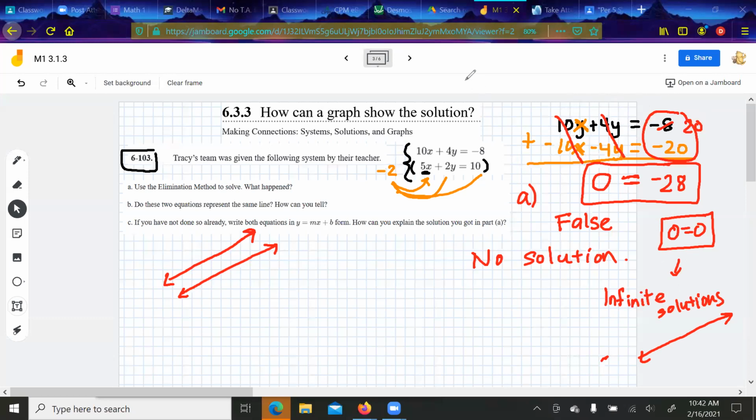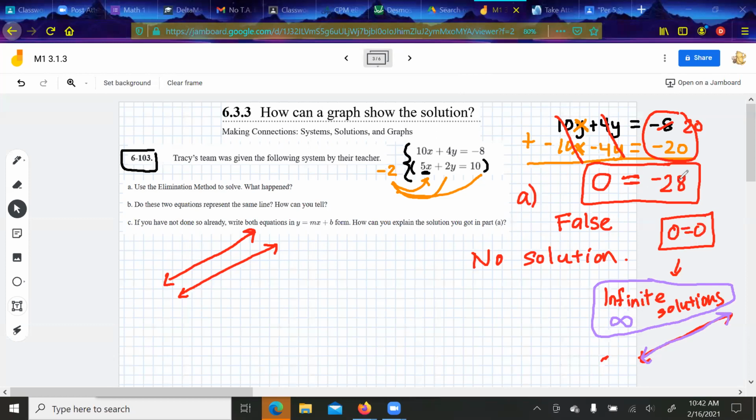So that means, where do they cross? The two lines cross right on top of each other. So every point is a solution. So we say it has infinite solutions. You can use that symbol if you want to, but we like you to write it out. It has infinite solutions. That is when you get 0 equals 0.